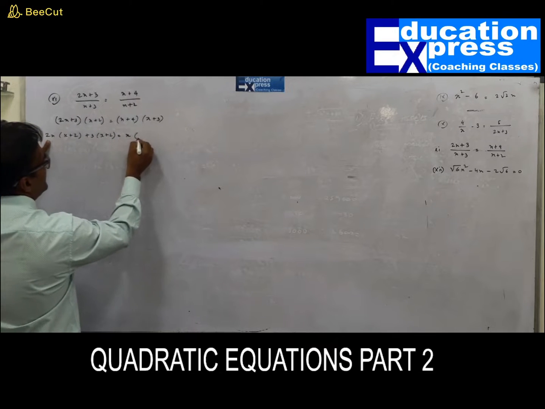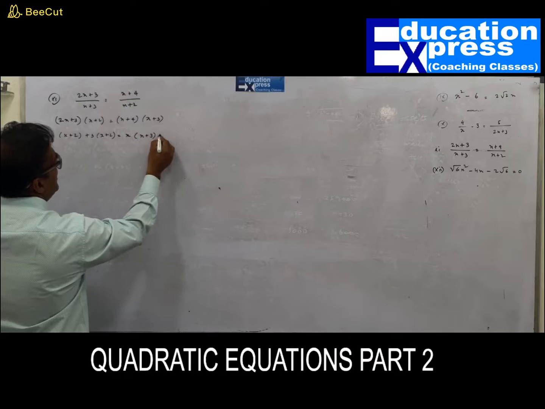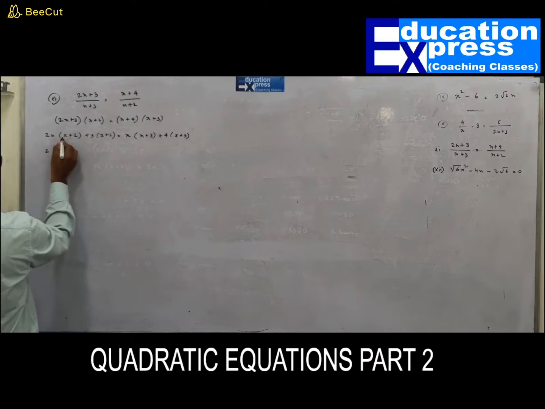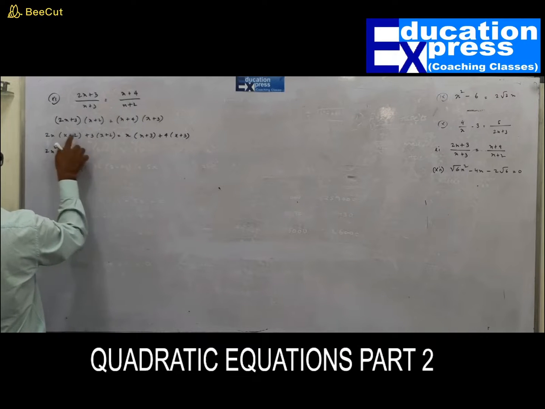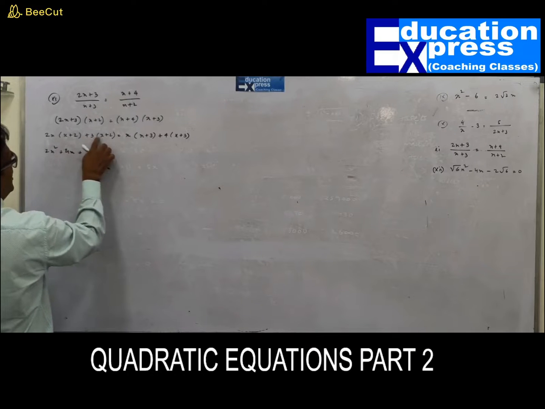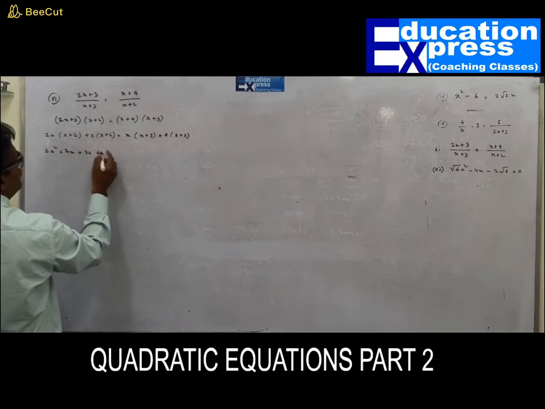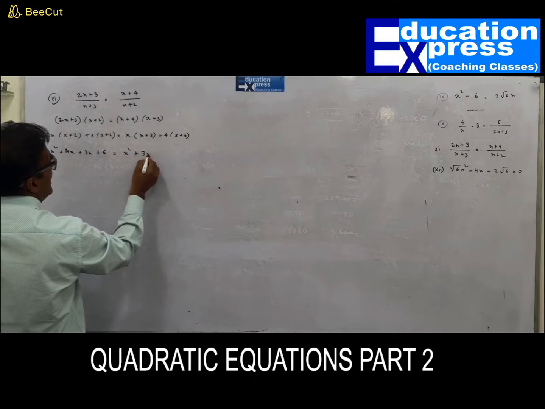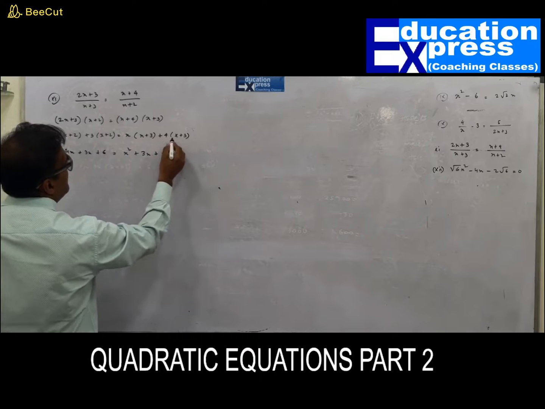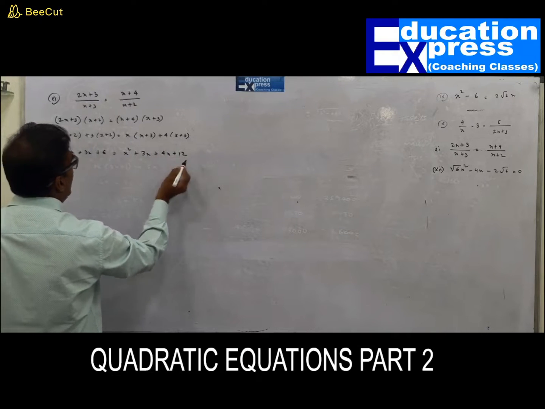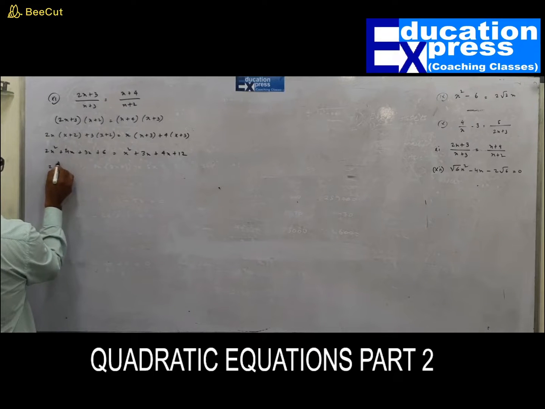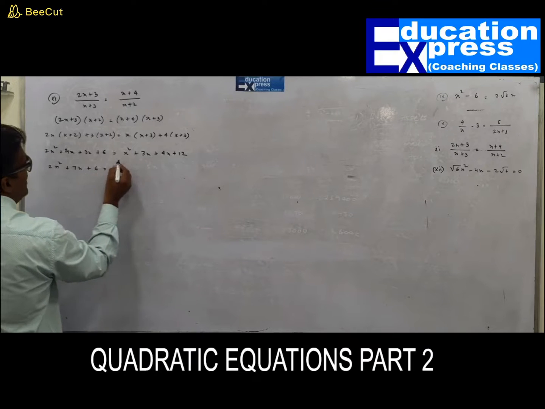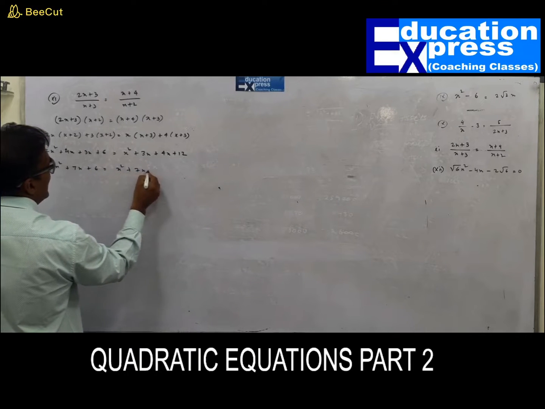Same thing we are going to do over here as well: x into x plus 3, plus 4 into x plus 3. Be careful while multiplying. 2x into x, 2x square. 2 twos are 4, 4x. 3 into x, 3x. 3 into 2, 6. Equals x into x, x square, plus 3x plus 4x plus 12. So what do you get? 2x square plus 4x plus 3x can be added as 7x, plus 6 equals x square plus 7x plus 12.